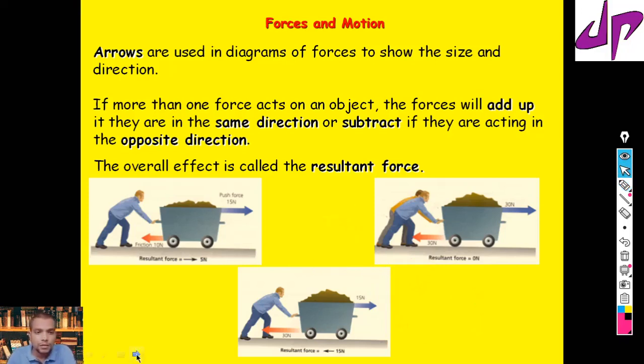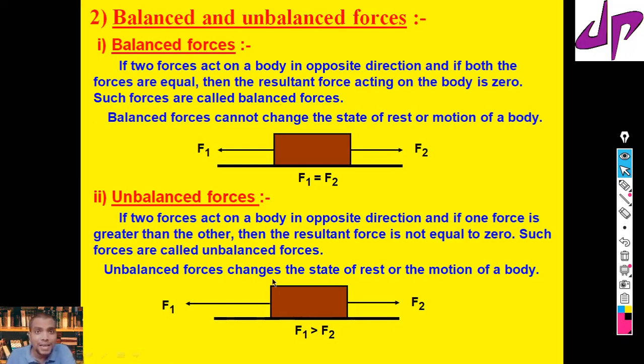Now let's see another concept: balanced and unbalanced forces. First, let's define the meaning of balanced force. If two forces act on a body in opposite directions, these two words are important, and if both forces are equal, then the resultant, meaning the final force on the body, is 0.